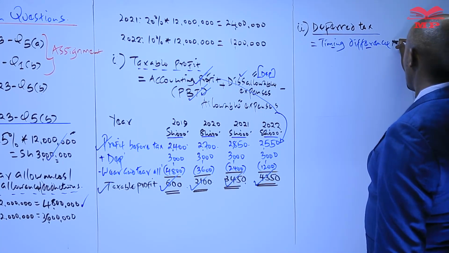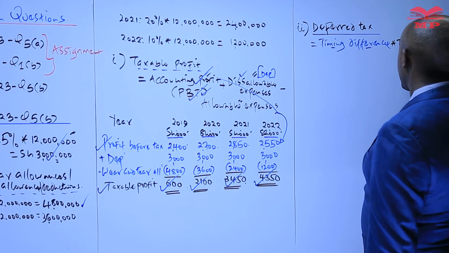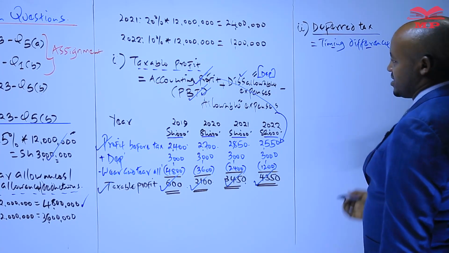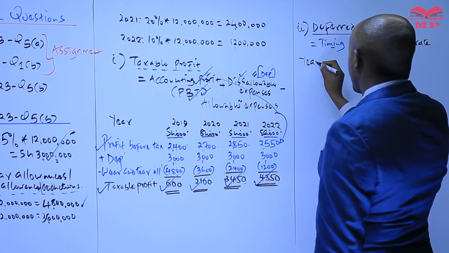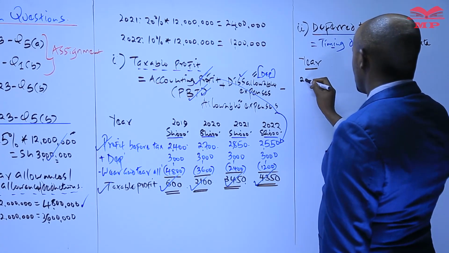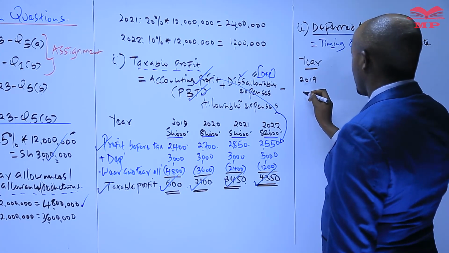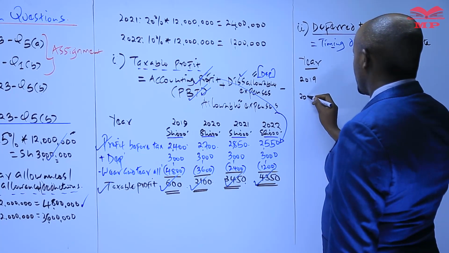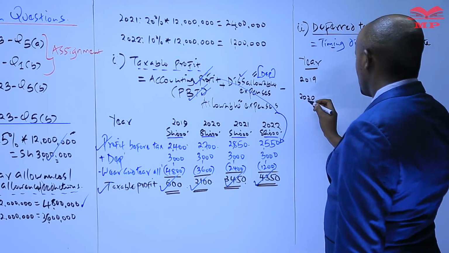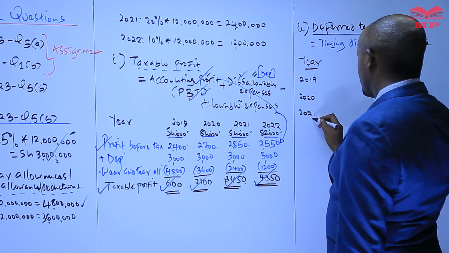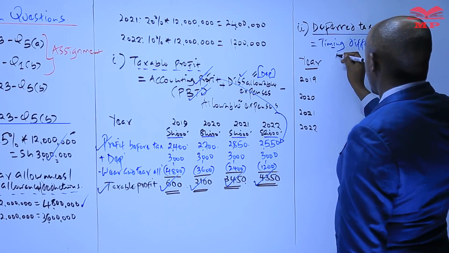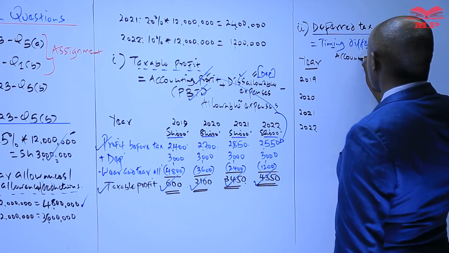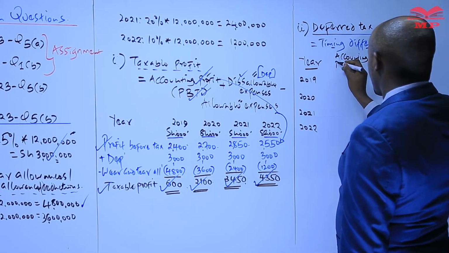And then to determine now the amount of deferred tax, we multiply that with the tax rate. So let's have that summary here. We are going to compute the deferred tax for the 4 years. We start with 2019, 2020, 2021, 2022. So what we need to do here is to have the two profits. We can start with the accounting profit.